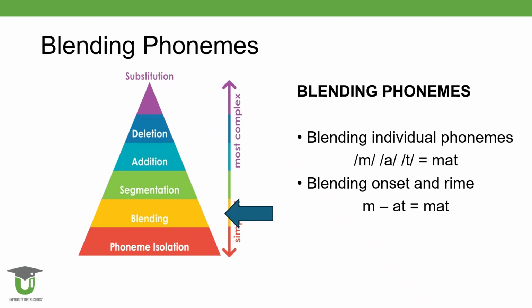When beginning readers sound out a word, they use letter sound knowledge to say each sound in a word, m, a, t, and then blend the sounds quickly together to read the word mat. When we look at blending onset and rhyme, onset is the m in mat. Rhyme is at in mat.